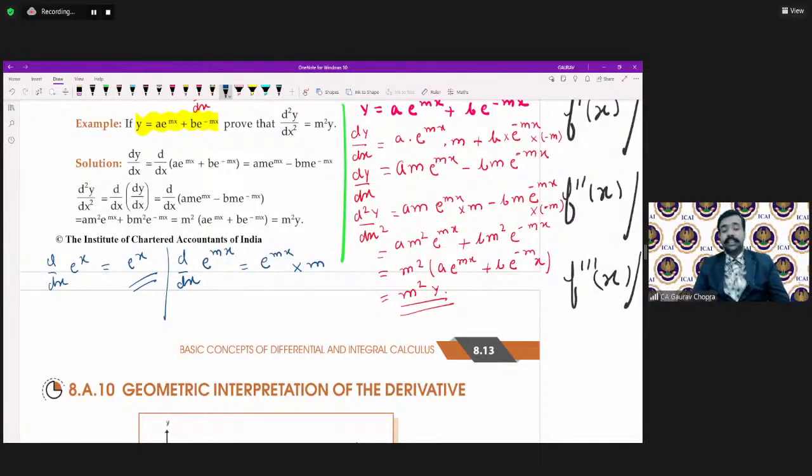Manish is asking, is it used in statistics? No, it is a part of mathematics, and it will not come in the statistics portion.